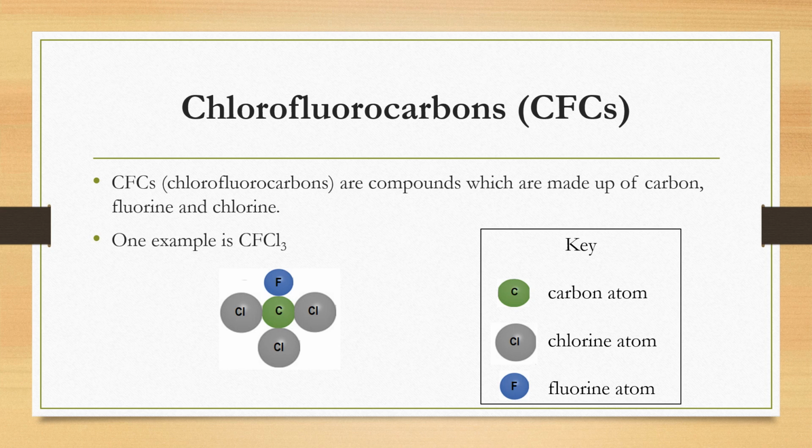We will now learn about another air pollutant, CFCs. CFCs is the short form for chlorofluorocarbons. CFCs are compounds which are made up of carbon, fluorine, and chlorine. One example is CFCl3. In one molecule of CFCl3, one carbon atom is chemically joined to one fluorine atom and three chlorine atoms.